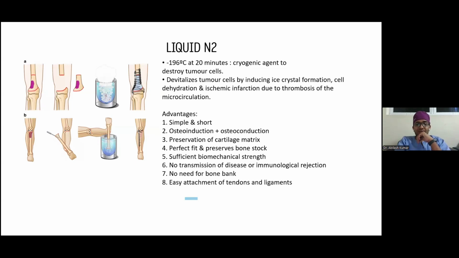You preserve osteoinduction and osteoconduction properties of the bone. You get to preserve the matrix. You get a perfect fit, because it's the same thing which you're removing, you're putting it back in. There's sufficient mechanical strength, and there's no risk of disease transmission or immunological reaction. You don't need a bone bank, and you get easy attachments of the tendons and ligaments.